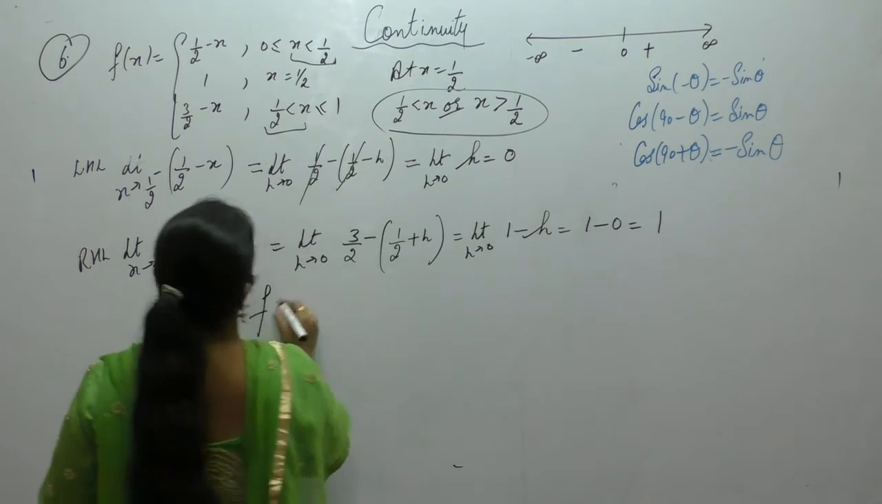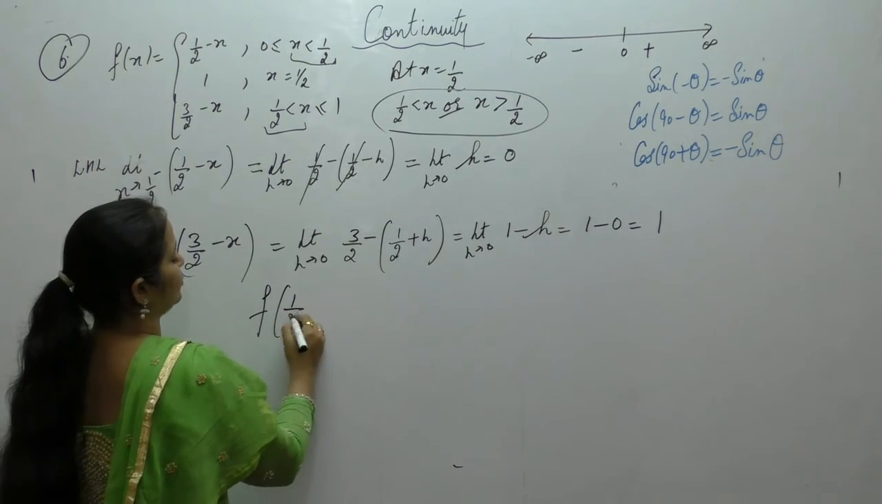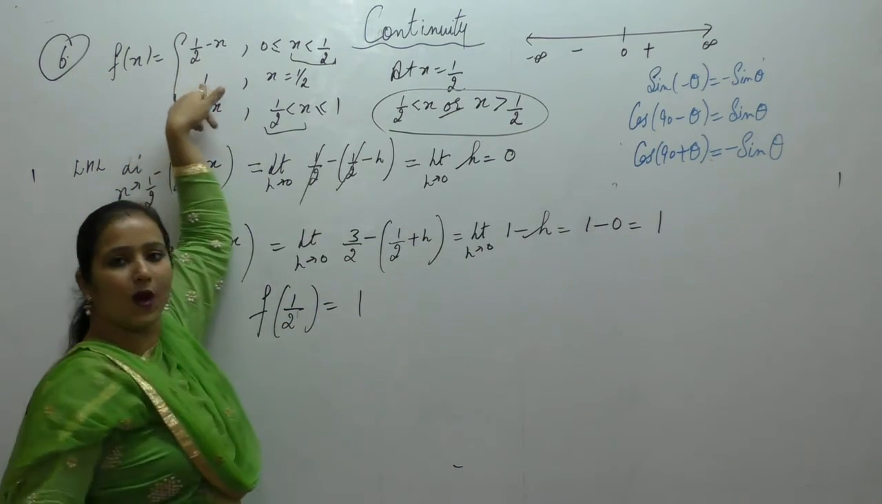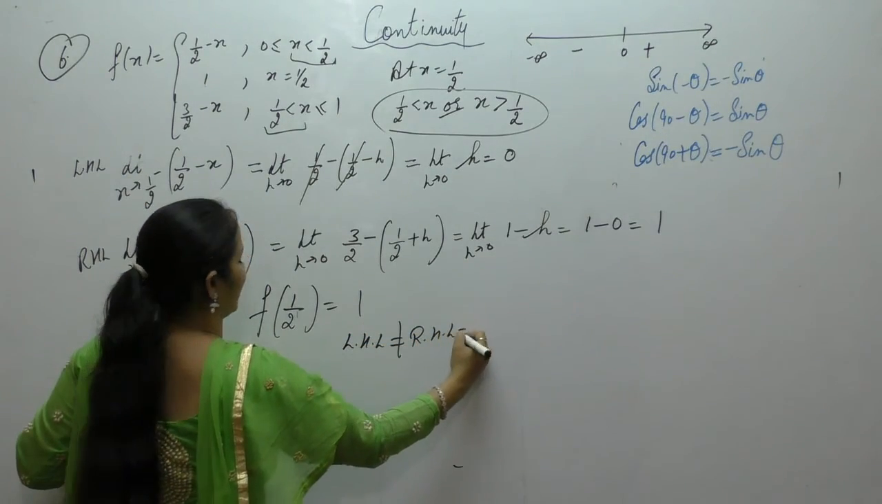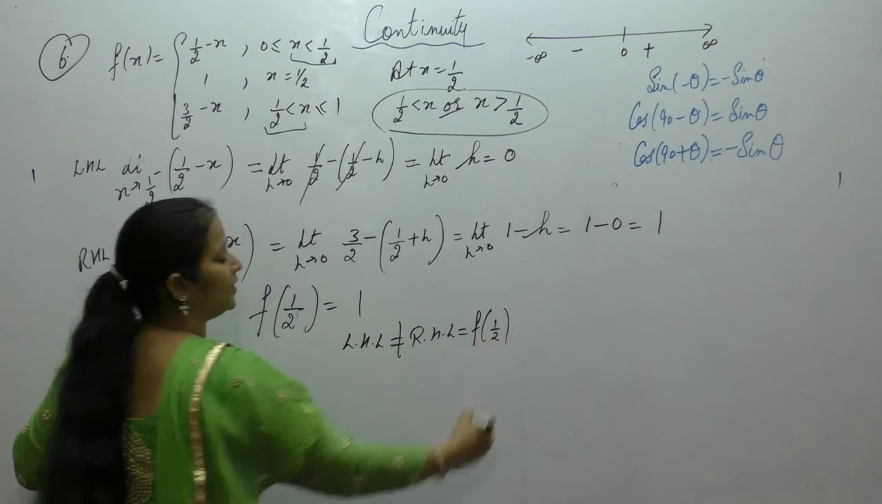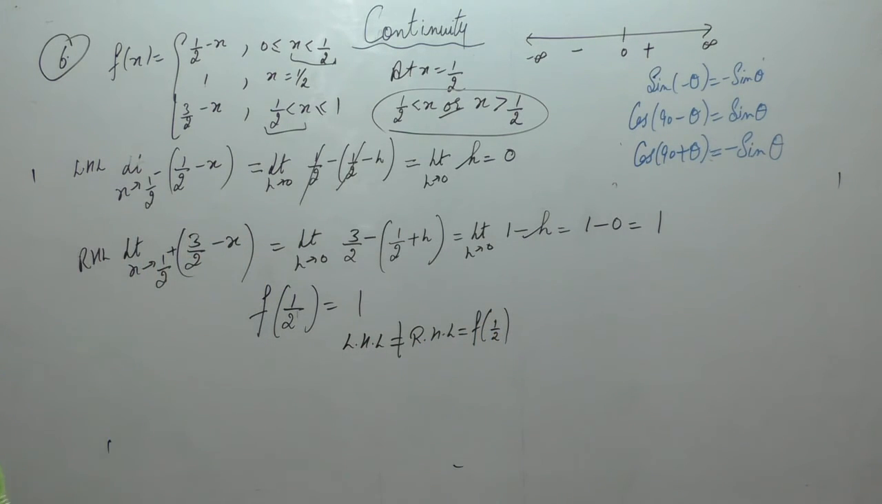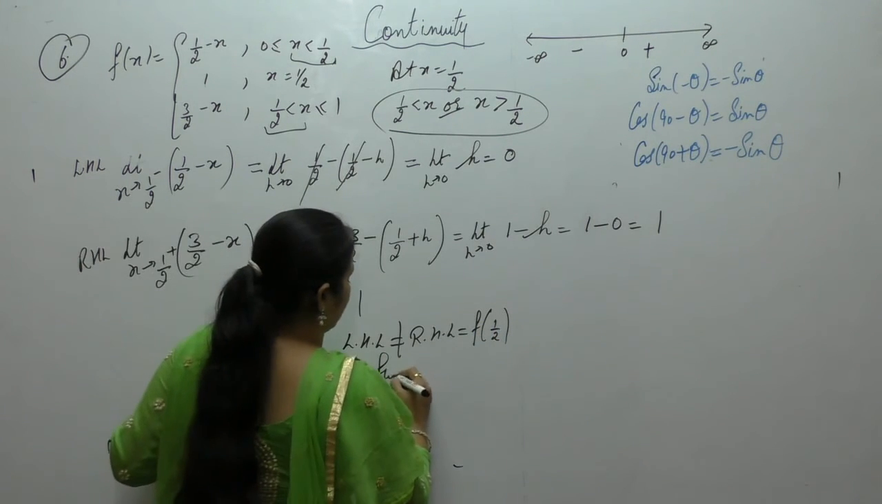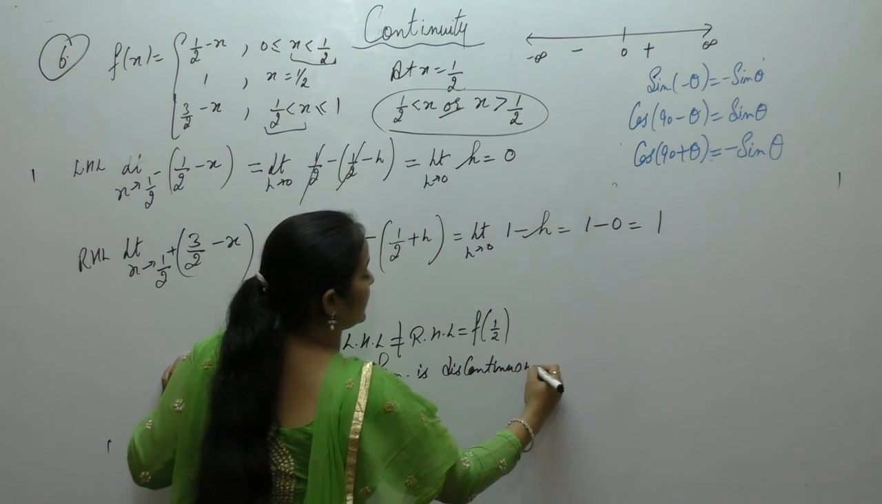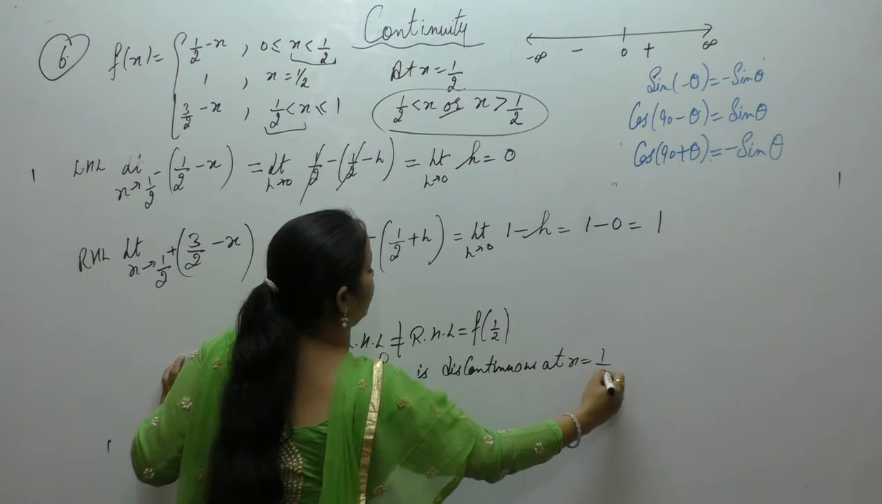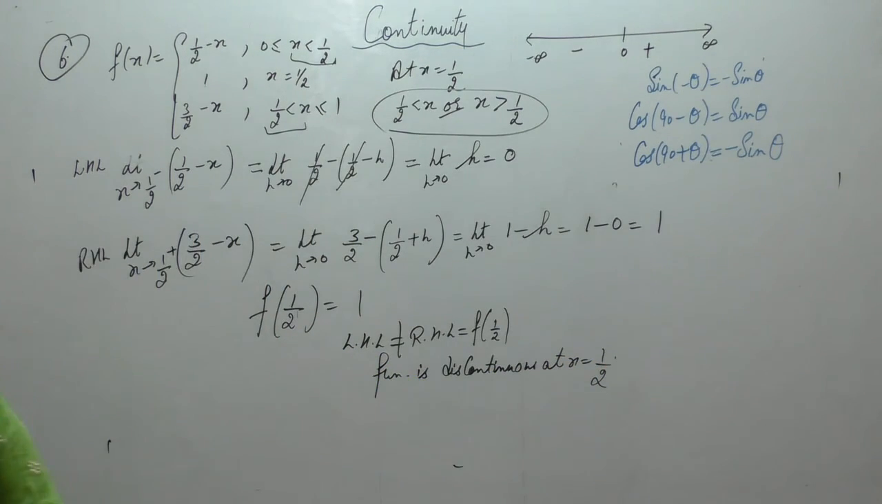Now the value of the function at x equals 1 by 2 is given as 1. The left hand limit is not equal to the right hand limit, but the right hand limit is equal to the value of the function at that point. Therefore, the function is discontinuous at x equals 1 by 2. Note it down.